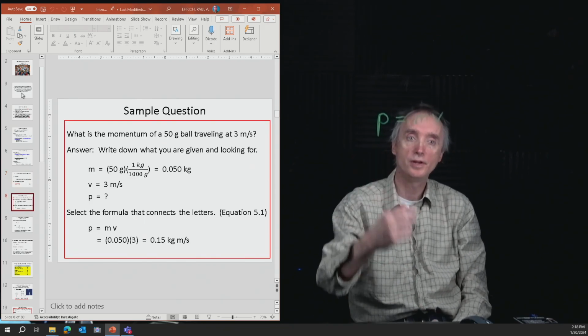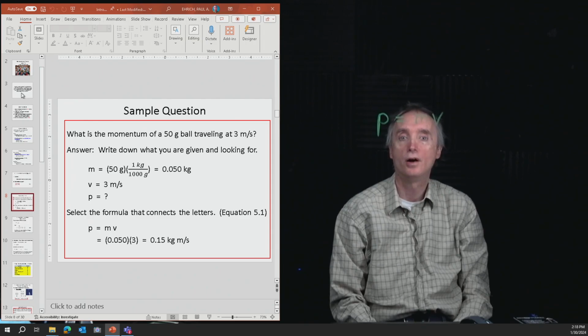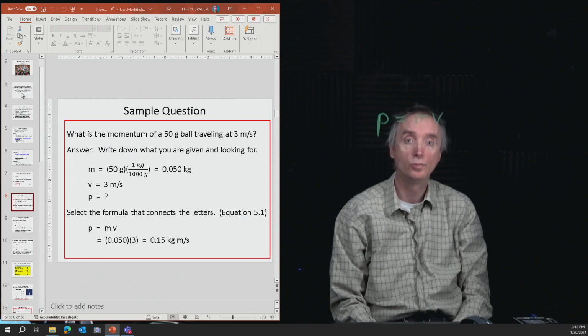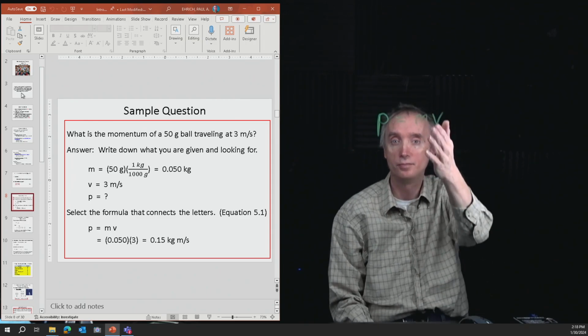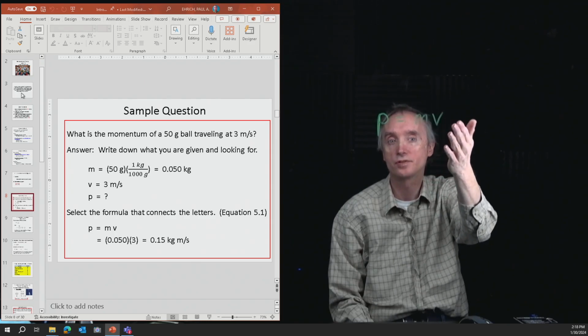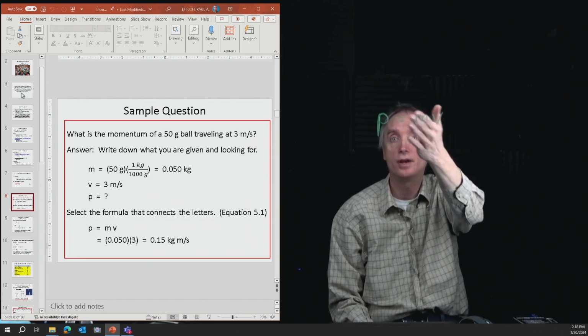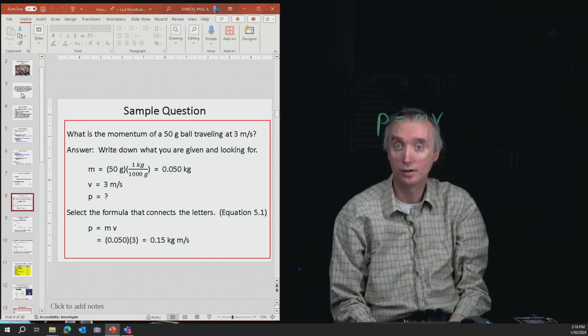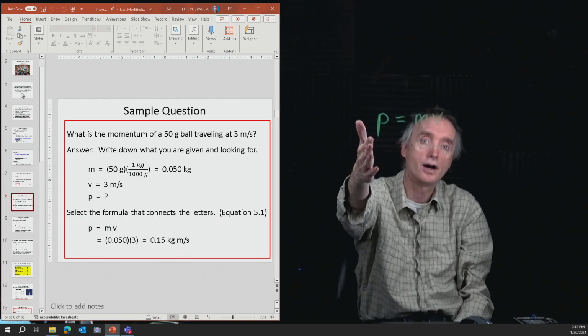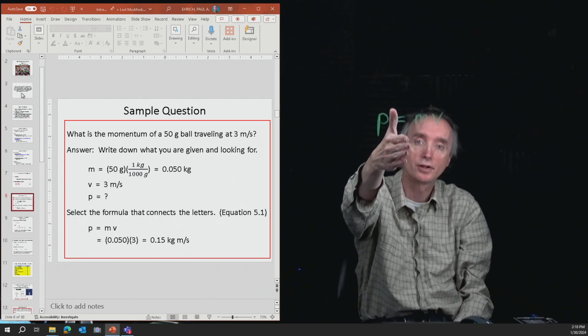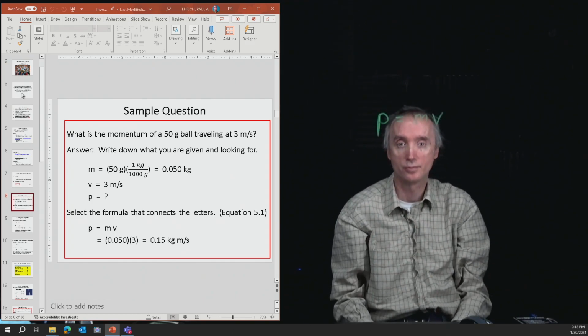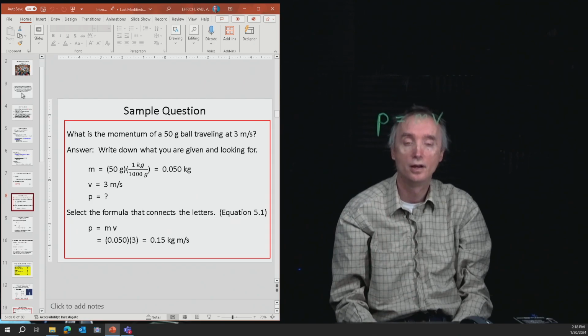And so there could be a very simple question on the exam where you are given the mass of the object and you're given the speed of the object, and then you have to calculate the momentum of the object. Or if I give you the momentum of the object and the mass of the object, you could find the speed of the object. So I've got to give you 2 of the 3 letters and then you can solve it.